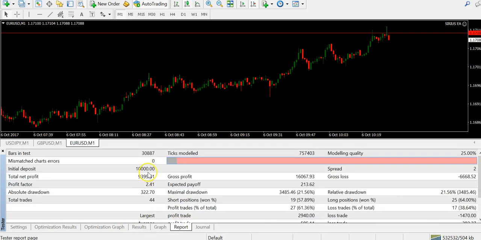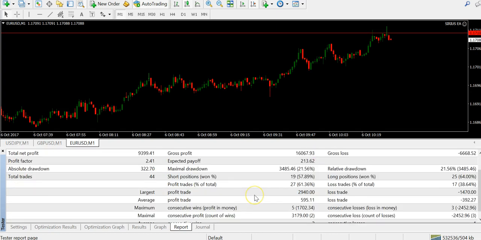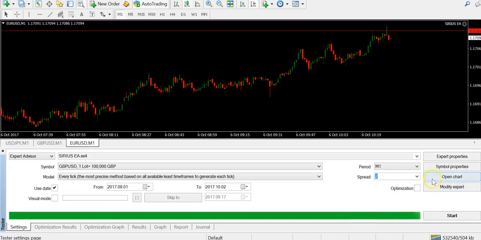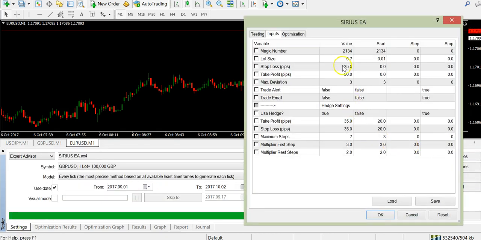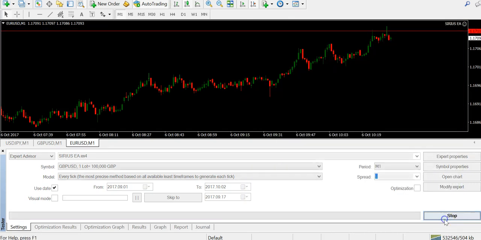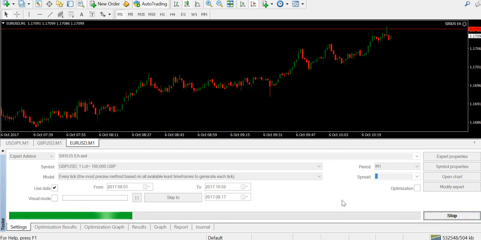And with 10,000 we earn 9,000. Yes, because I didn't increase enough lot size. I will put one lot size. This is for 10,000, approximately the best combination.